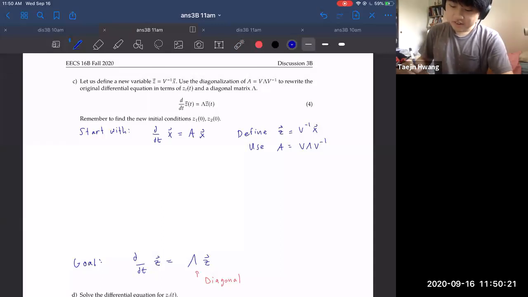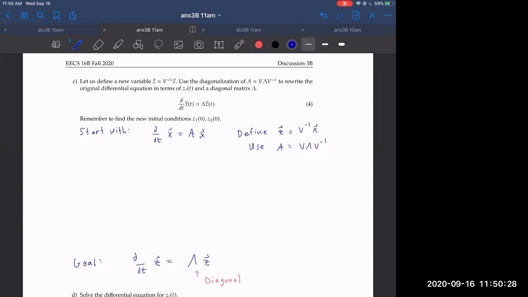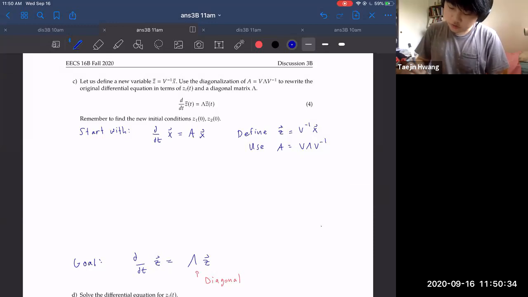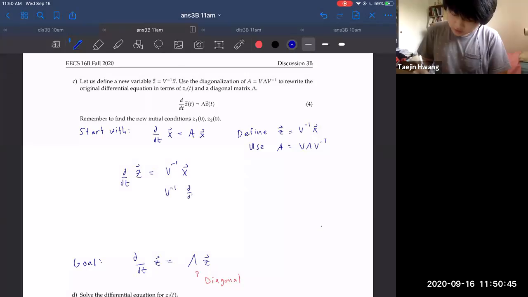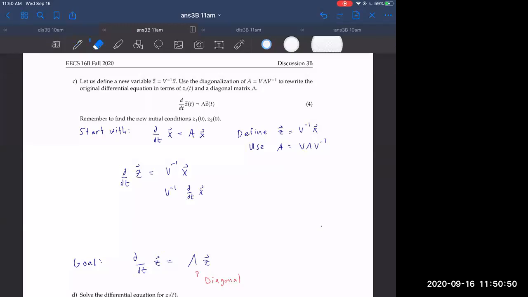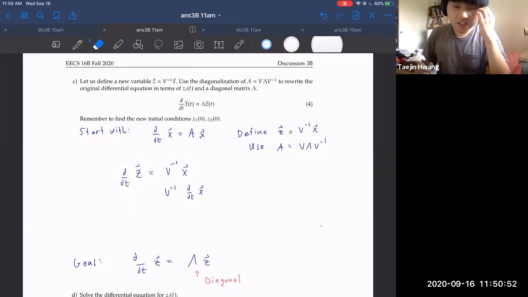Yeah. Okay, so I thought you would start with saying z equals v inverse x and take the derivative of both sides. So d/dt z equals v inverse d/dt x. And then you can substitute that with Ax, and then substitute in A, and then the v inverse and v should cancel out. That's a great way to do it.